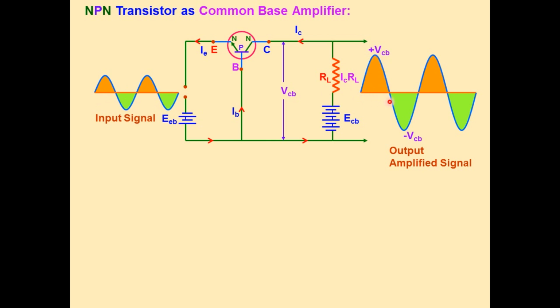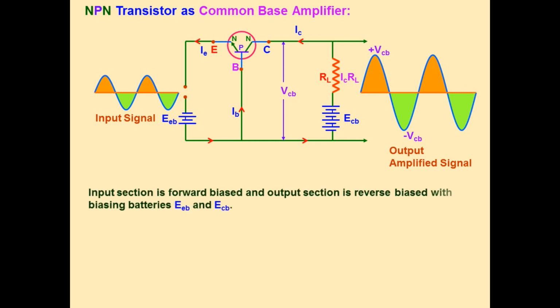Observe that it amplifies. The input section is forward biased and the output section is reverse biased. So this n-type semiconductor is connected to the negative terminal and this is connected to the positive terminal. The input section is forward bias and the output section is reverse bias. The n-type semiconductor is connected to the positive terminal. This indicates the output section is in reverse bias condition.